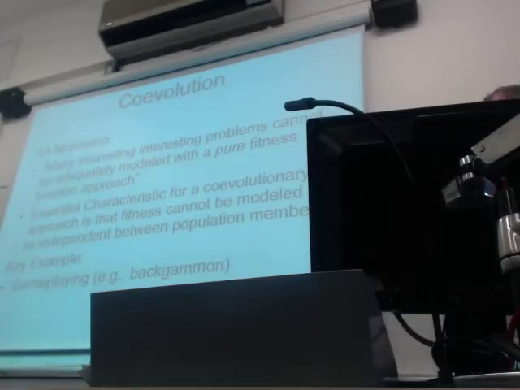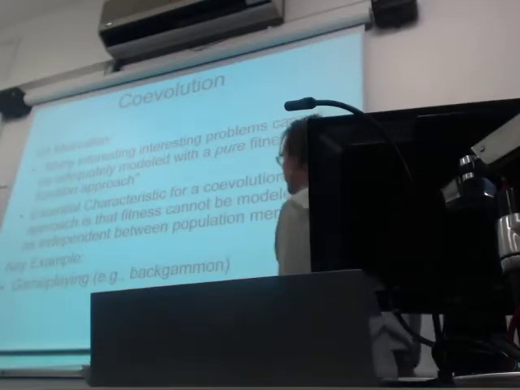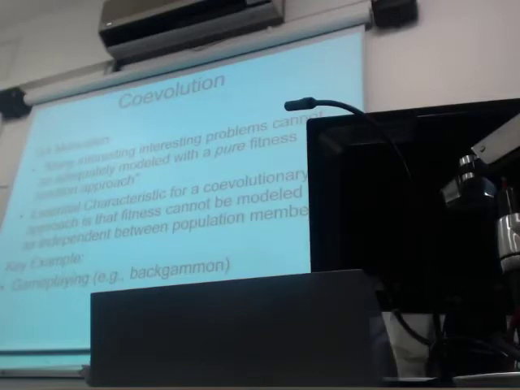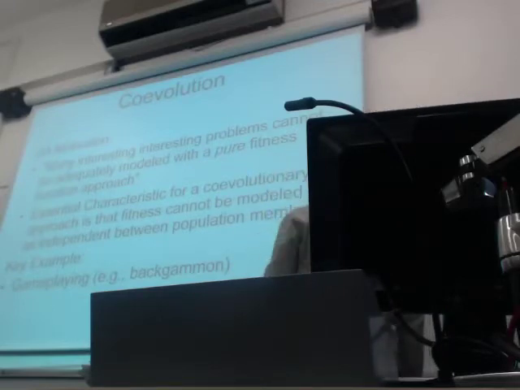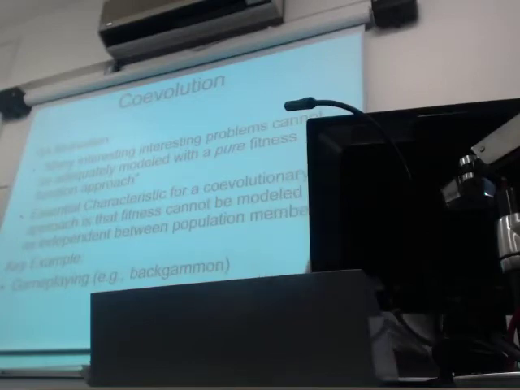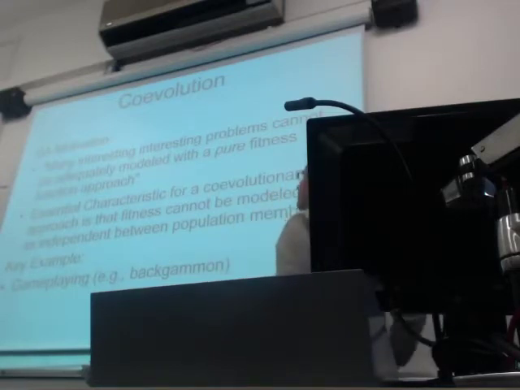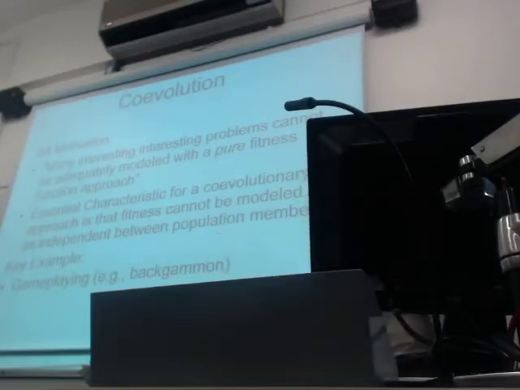So coevolution, we've talked about using a GA to solve an optimization problem. You can still use coevolution in this framework, but one standard motivation behind coevolution is there are problems which you might want to try to solve where you can't clearly model with the pure fitness function approach. What's the characteristic here? Somehow the fitness doesn't exist as an independent function.